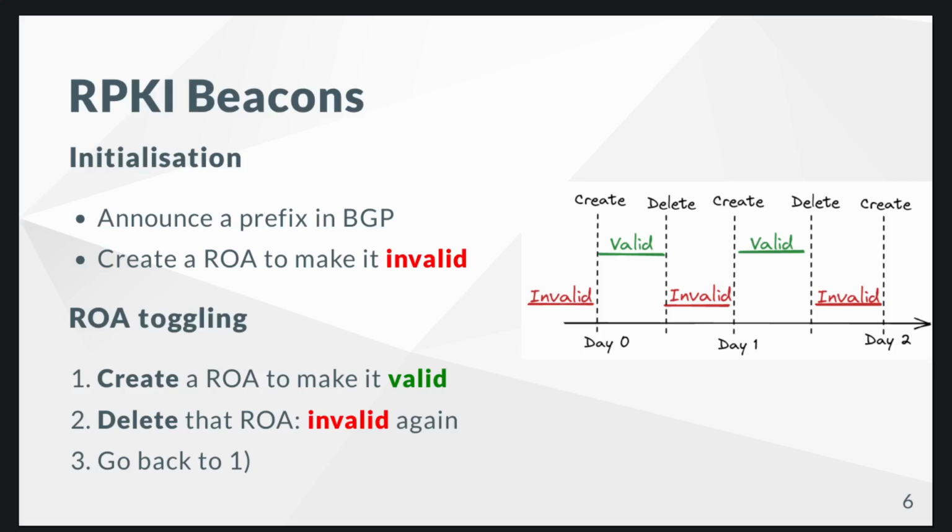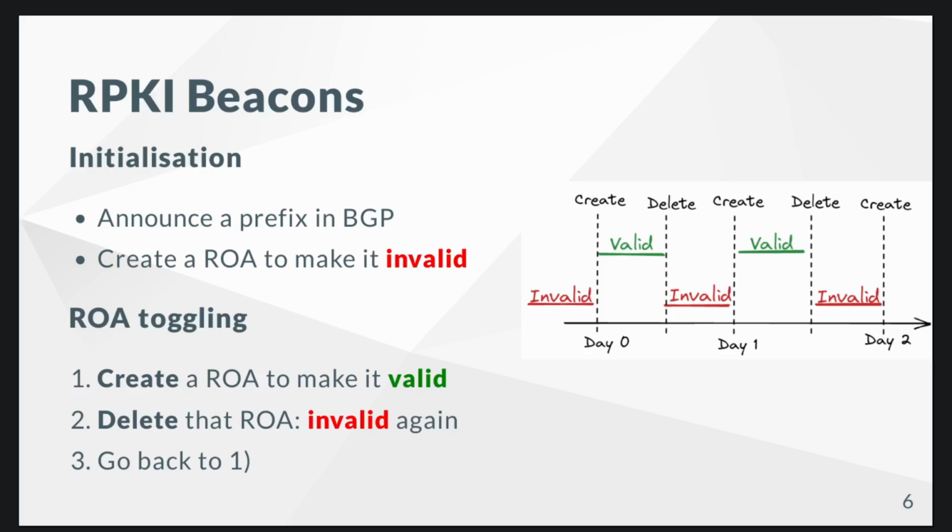And the toggling consists of creating a ROA that this time makes the prefix valid. After creating the ROA, we wait a bit and monitor what's happening. Then we delete that ROA. The route becomes invalid again. And again, we wait and see what's happening. We repeat this process daily, and we did this for about 11 months.